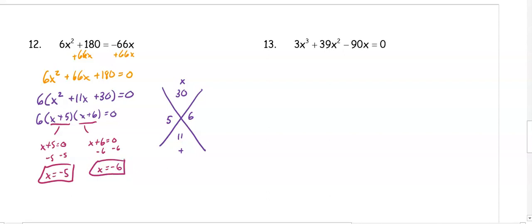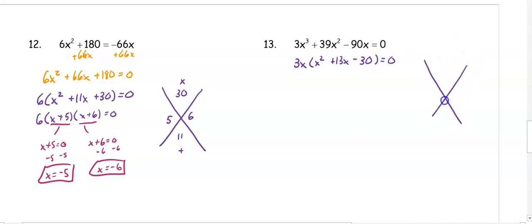In number 13, we have 3x cubed plus 39x squared minus 90x equals 0. Remember that we want an x squared here. So every term has an x. That's going to be part of our GCF. And every number is divisible by 3. So our GCF is going to be 3x. So we're going to decrease each x by 1, and we're going to divide by 3. So we're left with x squared plus 13x minus 30 equals 0.